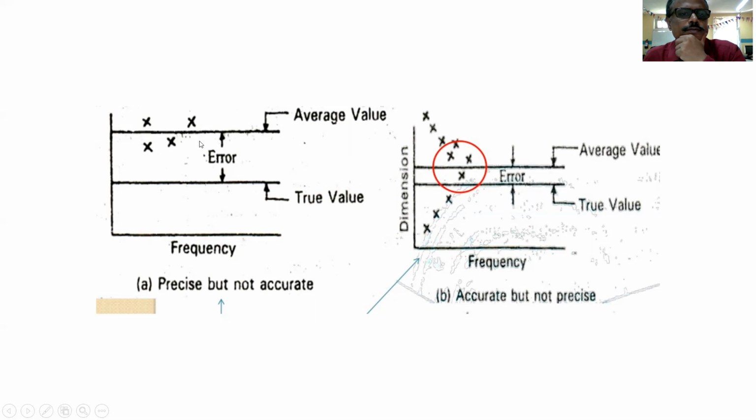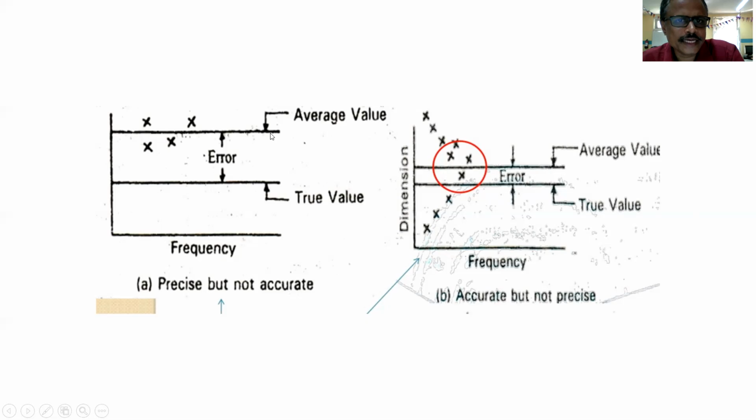Here, the readings are not clustered around a particular value. They are scattered. That means this particular instrument is not precise. So these two diagrams explain the difference between precision and accuracy. I repeat this diagram once again.